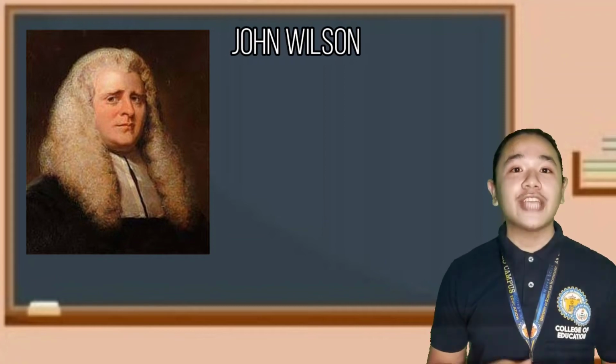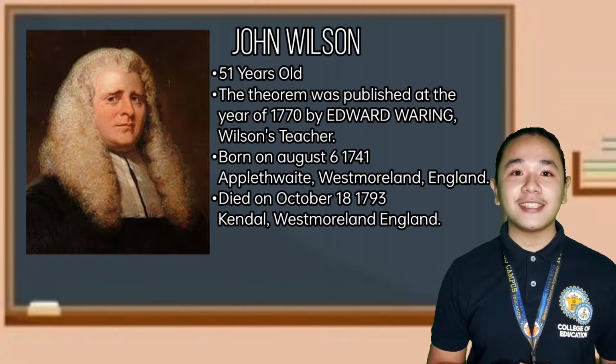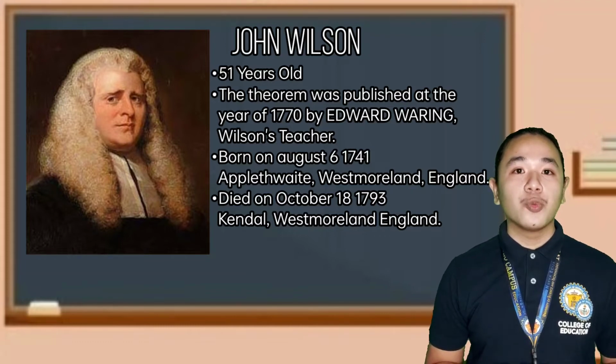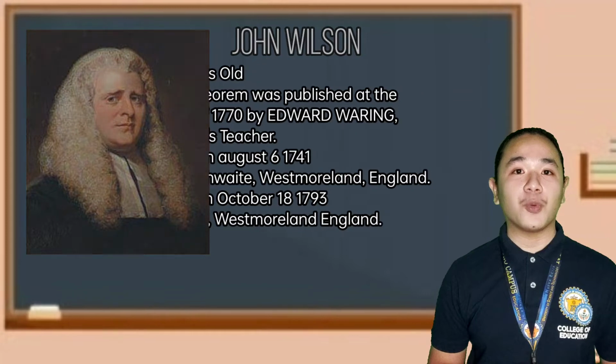But before we proceed to our main topic, here's some information about the creator of this theorem. John Wilson is the creator of this theorem, and it was published by his teacher Edward Waring in the year 1770. Wilson was born on August 6, 1741 at Applewaite, Westmoreland, England, and he died on October 18, 1793 at Kendal, Westmoreland, England at the age of 51.